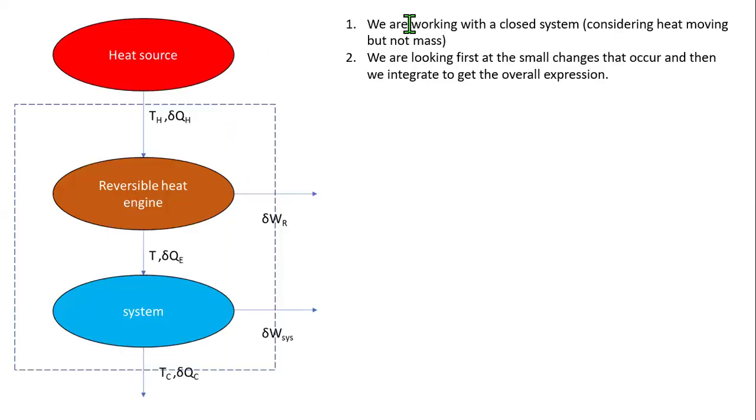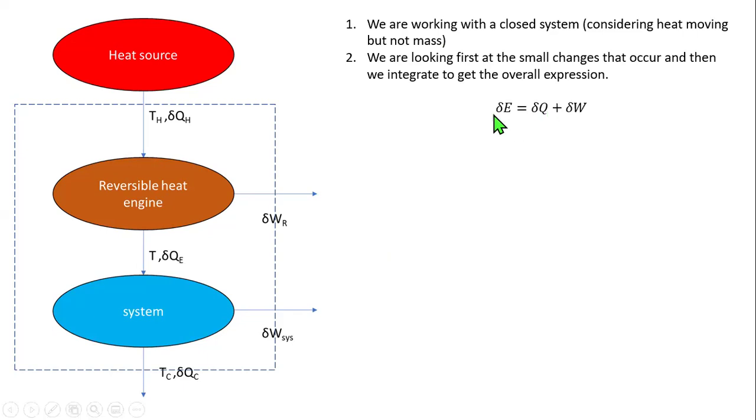So what we are seeing now is that we are working with a closed system. So we are looking at the movement of heat, not mass. Right, so we are looking at heat moving through our system. We are looking at just the small changes in heat. When we get all those small changes, we can now integrate to get the overall expression we need.